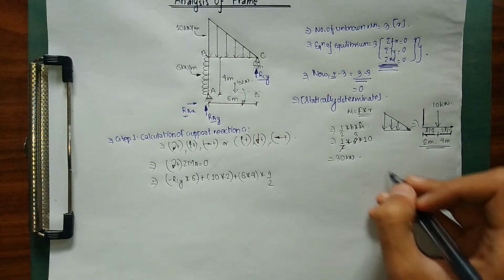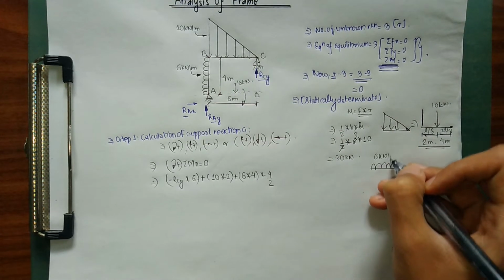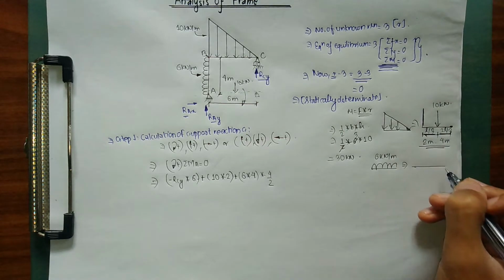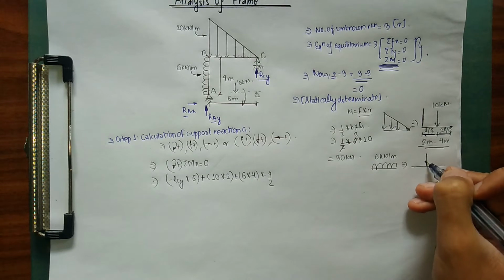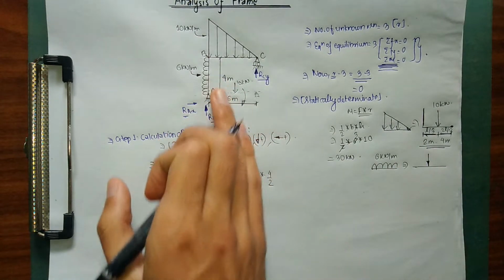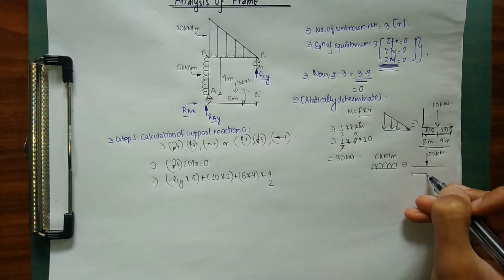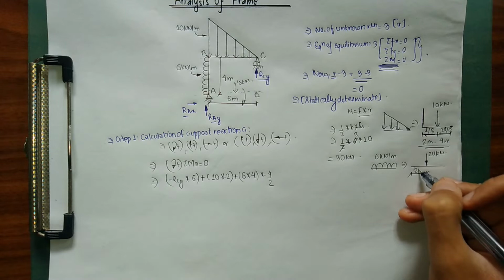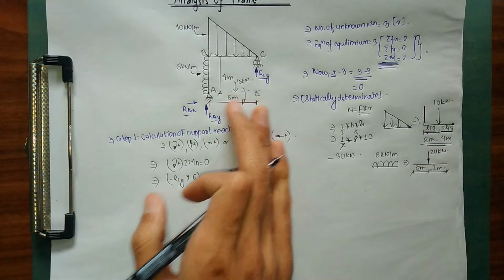Let me show it this way. This is our UDL of 6 kilonewton per meter, and in order to convert it into a point load, we simply multiply it over its span. So 6 into 4 is 24 kilonewton, and it always acts at the midpoint, which means half of 4 is 2 meter and 2 meter. Now we need to see whether it produces a clockwise or anti-clockwise moment about point A.